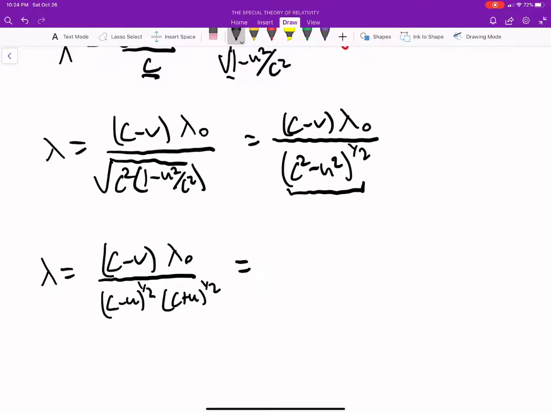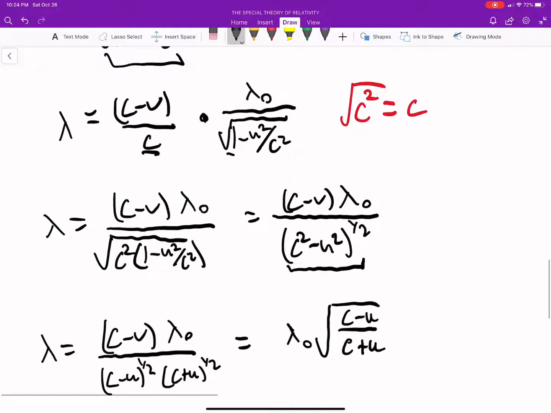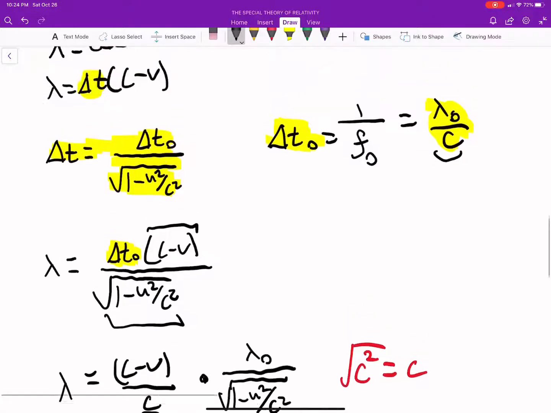Now that's nicely just lambda naught times the square root of c minus v all over c plus u. Or I'm sorry, u. Okay.